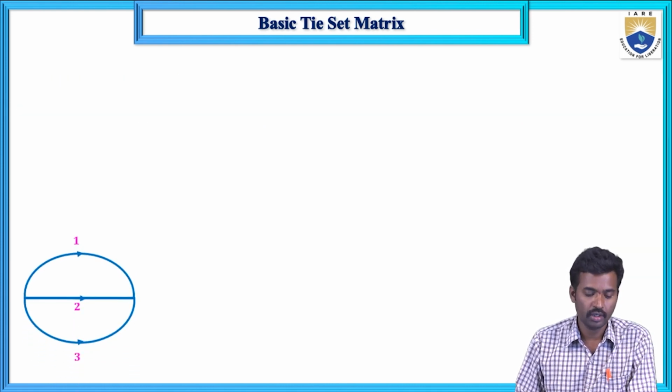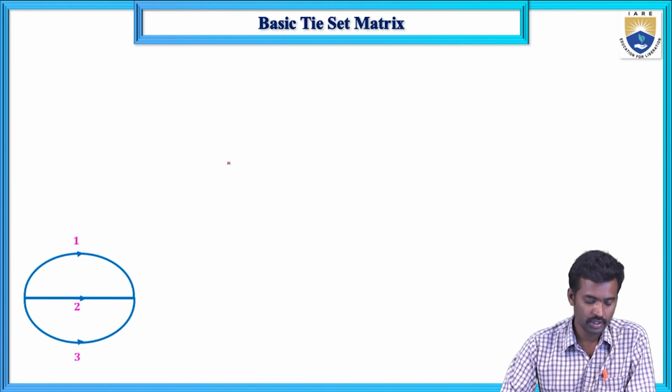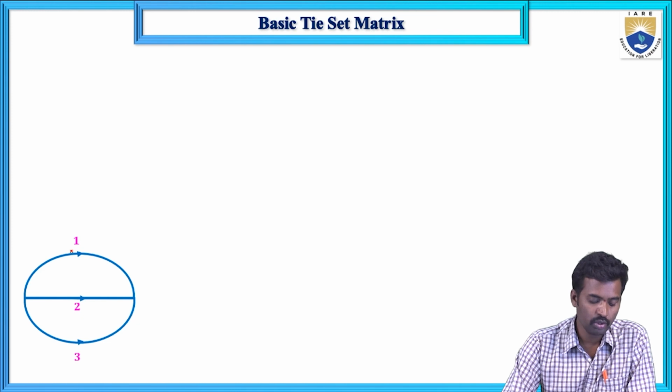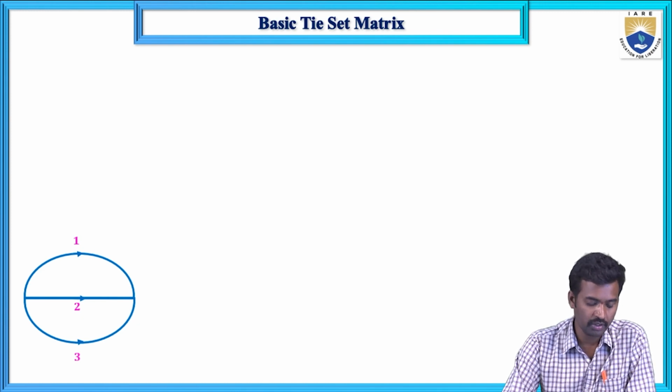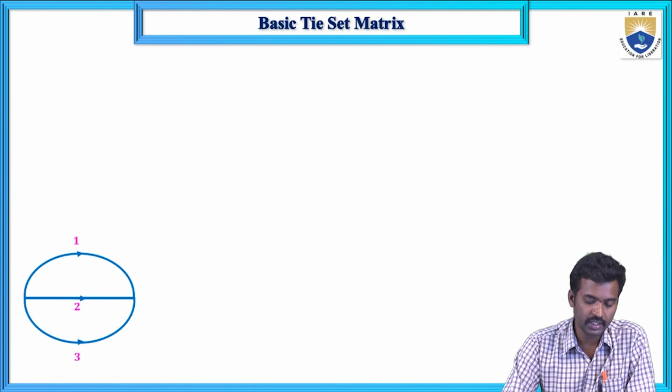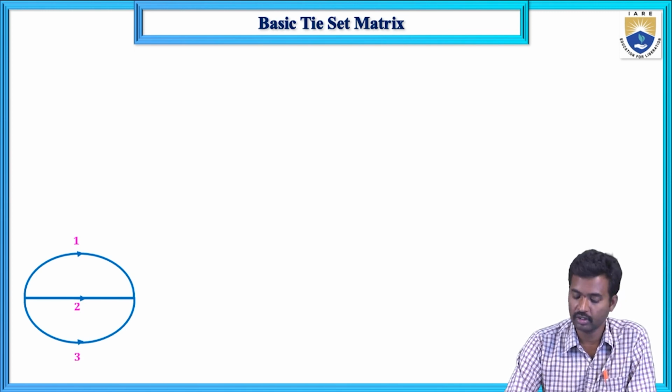Now, let us take one example. First, this is the graph. Here the possible number of loops in the given graph is 1 and 2. So for this particular graph, determine the basic tie set matrix, and the basic tie set matrix order.